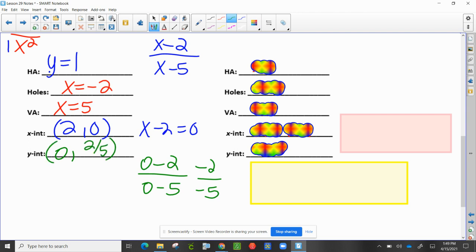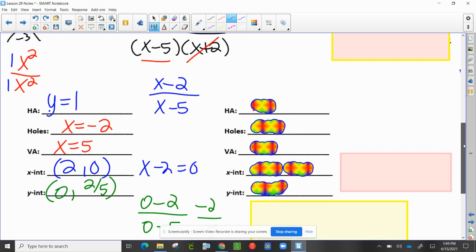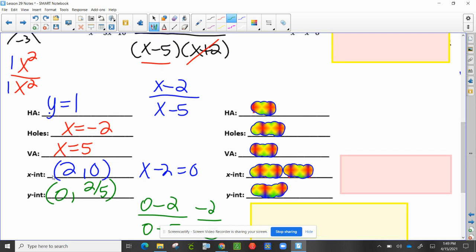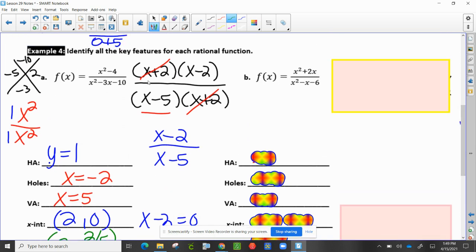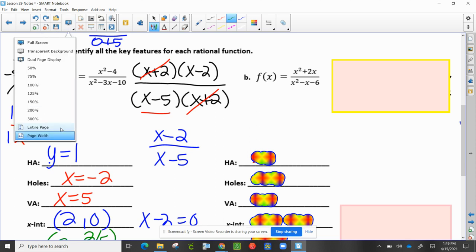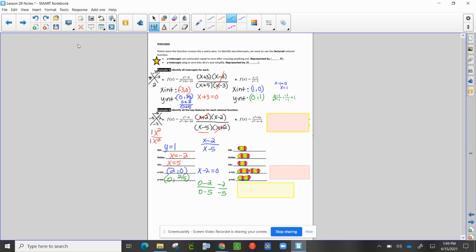So there are a lot of key parts, but if you just go in order of what they're asking you to find, it's not too bad. The vertical asymptotes and the holes always go together. We always do the horizontal asymptote first before we factor anything, and then use those rules for the x and y intercepts. Okay, so I'm going to have you guys try this last one.